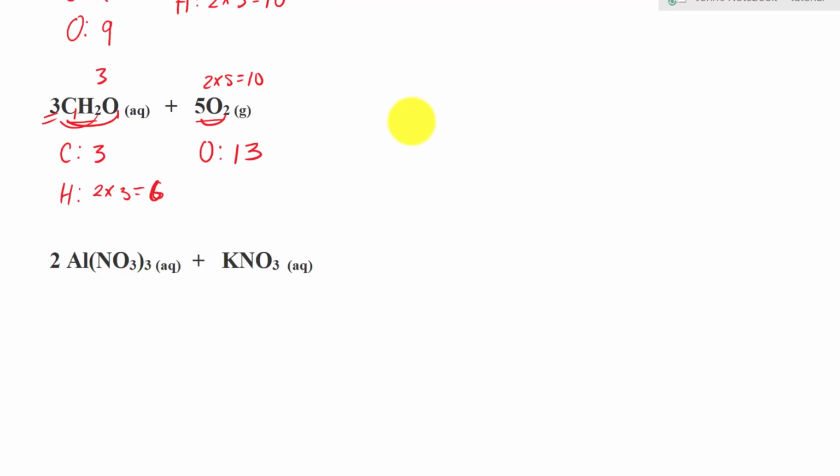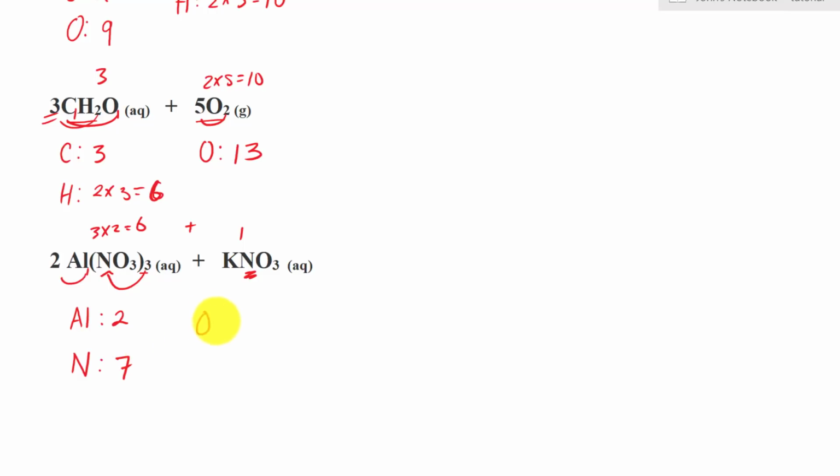Now, let's try the last one where we have more complicated substances. Here we have aluminum nitrate plus potassium nitrate. For aluminum, what do we have? In this case, 1 times 2 gives us 2. But for nitrate, which has oxygen and nitrogen, look at nitrogen, 3 times, right? Because there are 3 nitrates here. And times 2, well, 3 times 2 gives us 6 nitrogen. But wait a minute. What about over here? Over here, we also have 1 more, so 6 plus 1 gives us a total of 7 nitrogen.